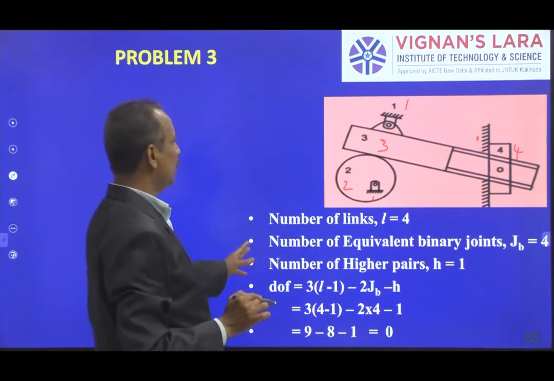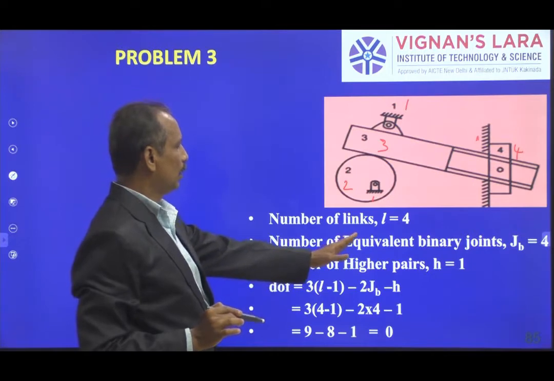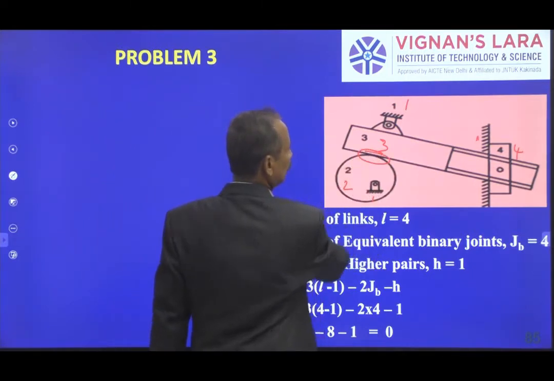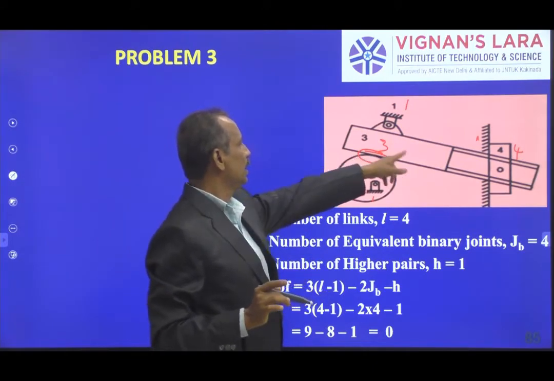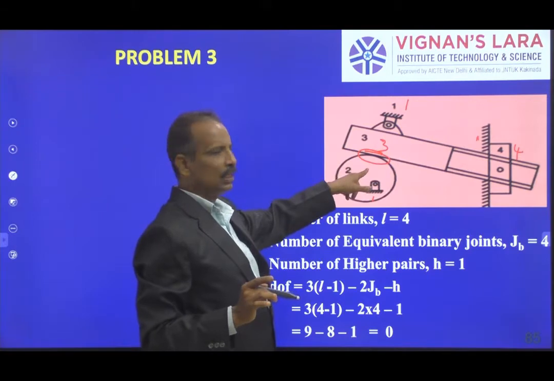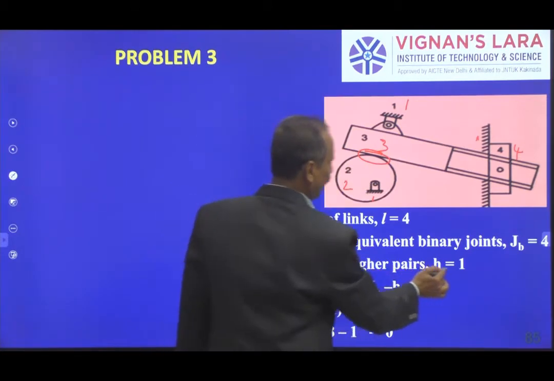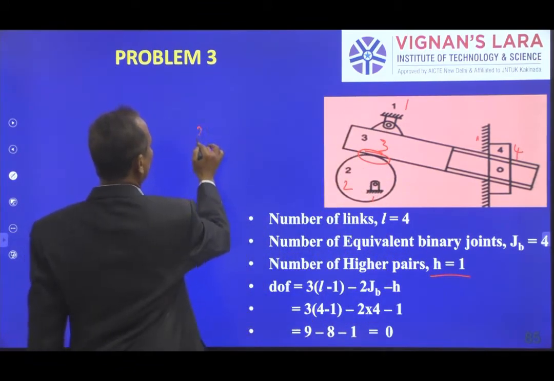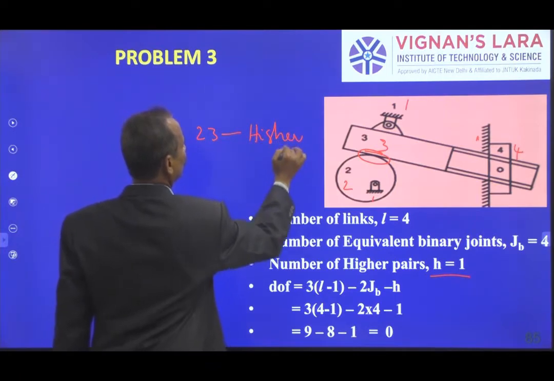So you can see first where are the binary joints, where are the lower pairs and higher pairs. This is a higher pair. That means here there is a cylinder and a roller which gives a line contact. Higher pair is equal to 1. That is this 2, 3 is higher pair. 2, 3 is a higher pair.